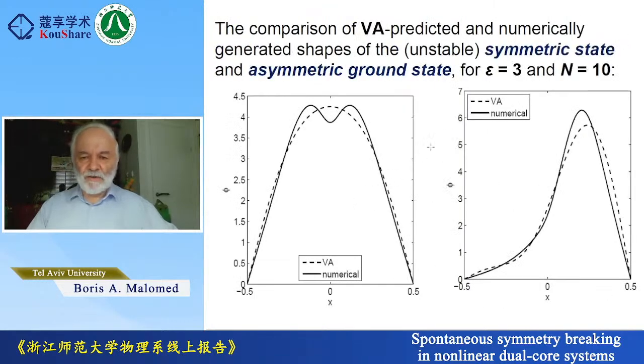For these values of the parameters, these are unstable symmetric bound states. So again, the continuous curve shows the result of the numerical solution, and the dashed curve shows the variational approximation.